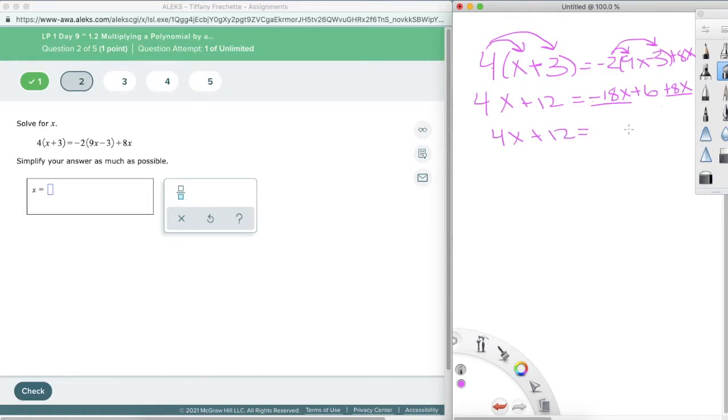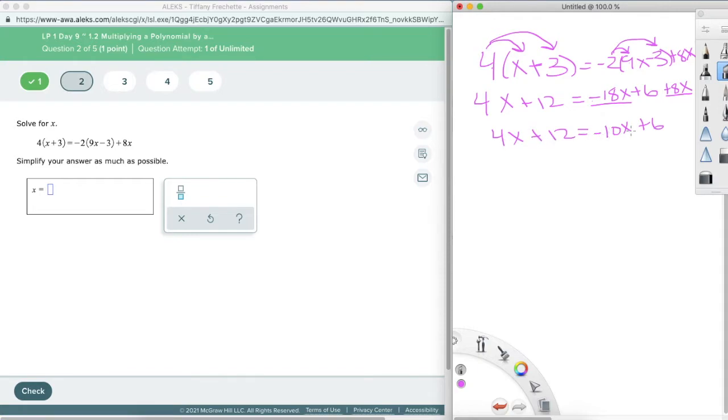So I'm going to subtract, and the bigger number tells me the sign. So 18 is bigger than 8, and so that means I have more negatives than positives. So it's going to be negative 10x plus 6. All right, so same thing as before. Now I'm as simplified as I can get.